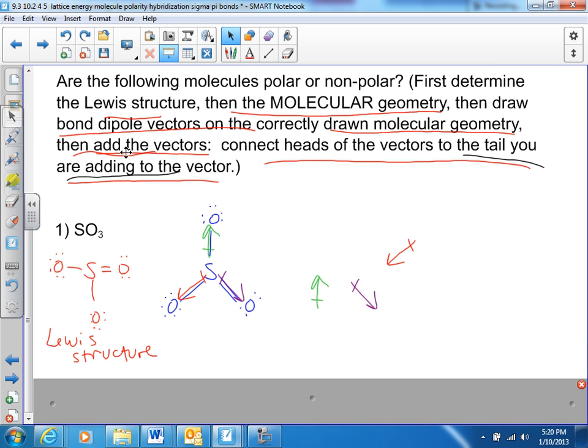So I'm putting the tail of this vector onto the head of the last vector. Okay? And now I'm going to add the red vector. I have to put the tail of the red vector to the head of the purple vector. Okay, there we go. Now, are we starting and ending at the same place?